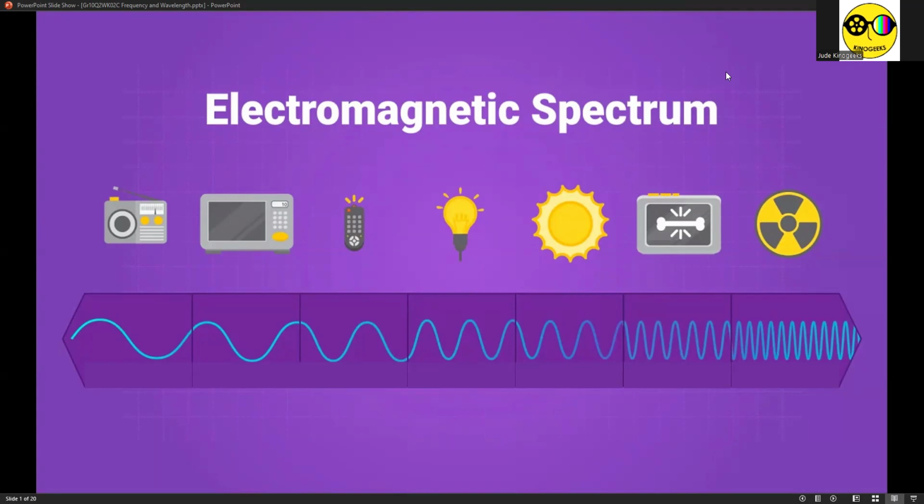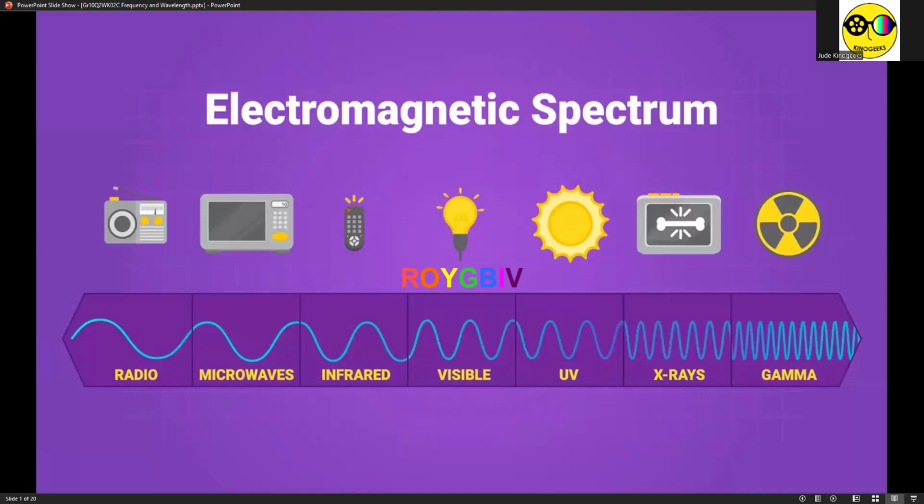Starting from left to right, we have radio waves, microwaves, infrared, and then visible, which when dispersed becomes Roy-G-Biv. So R for red, O for orange, Y for yellow, G for green, B for blue, I for indigo, and V for violet. After the visible spectrum, we have ultraviolet, and then X-ray, and then finally gamma.